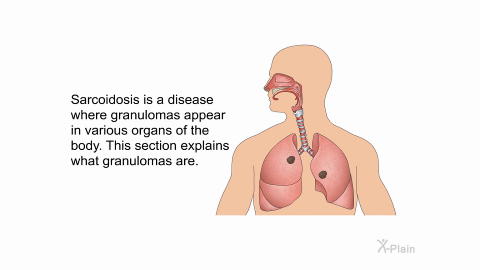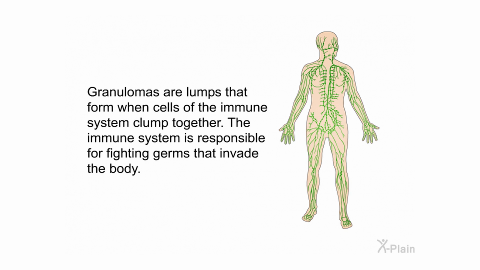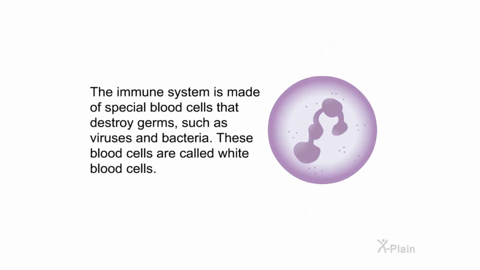Granulomas. Sarcoidosis is a disease where granulomas appear in various organs of the body. This section explains what granulomas are. Granulomas are lumps that form when cells of the immune system clump together. The immune system is responsible for fighting germs that invade the body. The immune system is made of special blood cells that destroy germs, such as viruses and bacteria. These blood cells are called white blood cells.